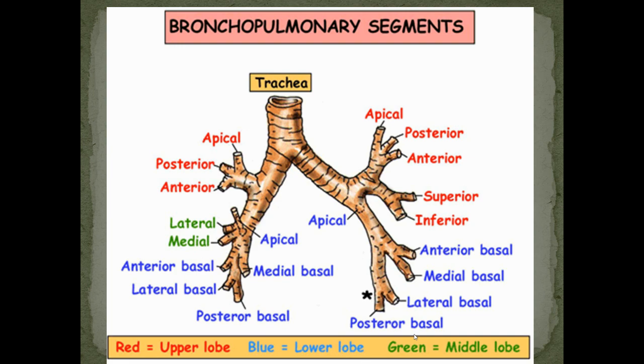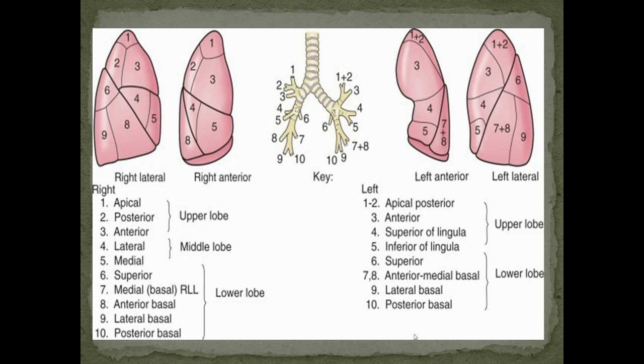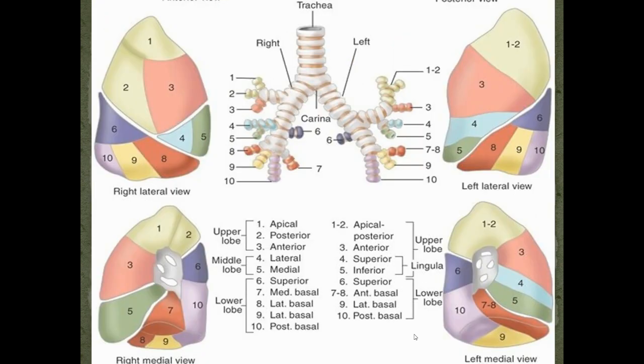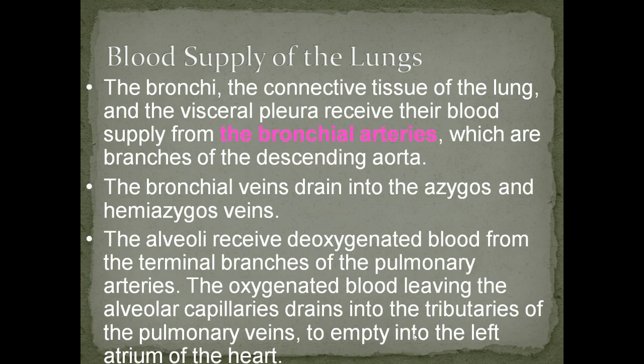Now we can see more clearly all the bronchopulmonary segments in relation to the bronchial tree. Here, more clearly pictured, is how the segments are shown in the lung. More clearly here, the anterior and posterior aspects of both lungs.